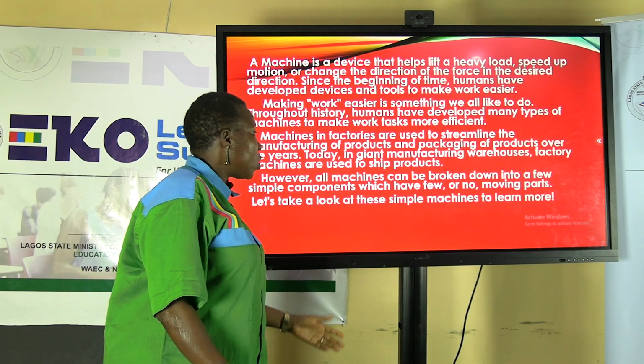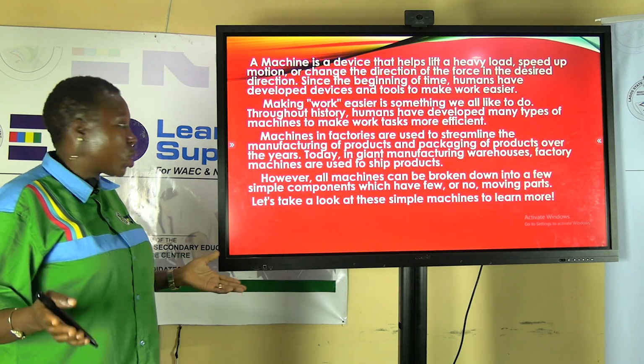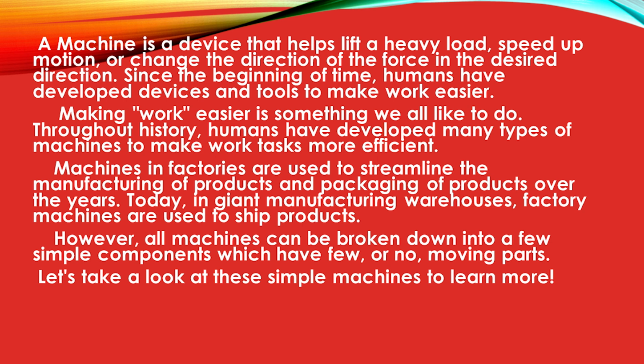Machines in factories are used to streamline the manufacturing and packaging of products over the years. Today, in giant manufacturing warehouses, factory machines are used to ship products. However, all machines can be broken down into a few simple components which have few or no moving parts. Let's take a look at these simple machines.